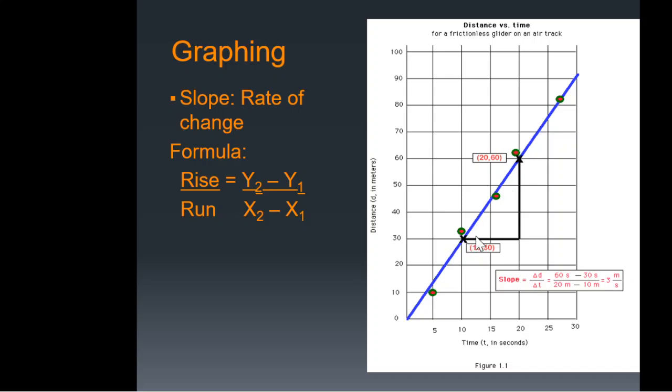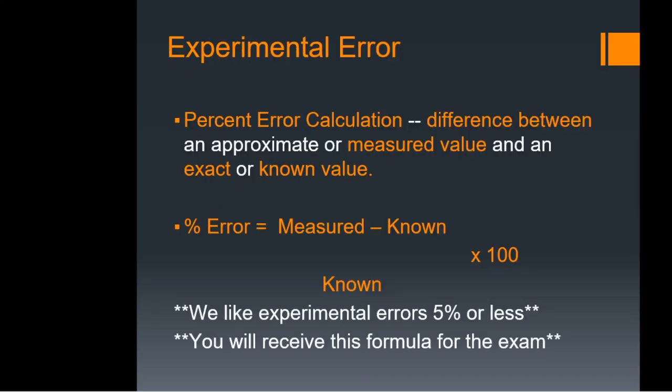But then they figured out the slope. So the change in distance, they picked some points here: 60 minus 30 over 20 minus 10. And this gives me the rate of change, or how fast that glider went. What's the average speed of the glider on a frictionless track? It is 3 meters per second. So they can use that in their advertising and their selling. We use slope a lot here in science, and you're actually going to use it in some of your density labs.